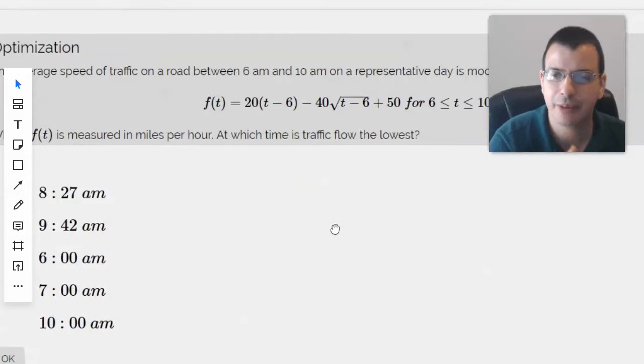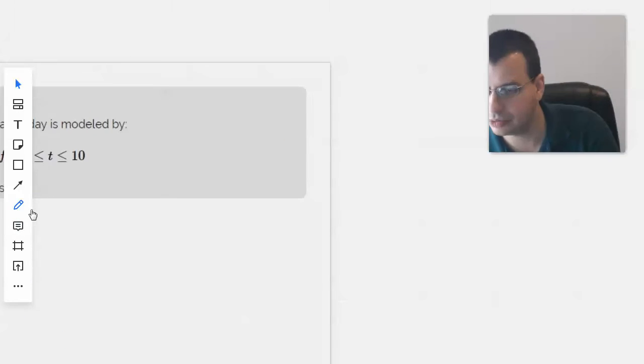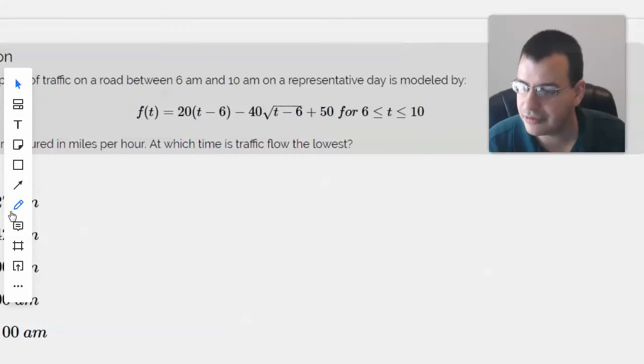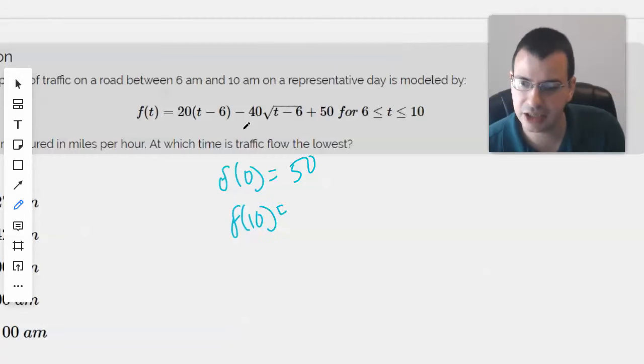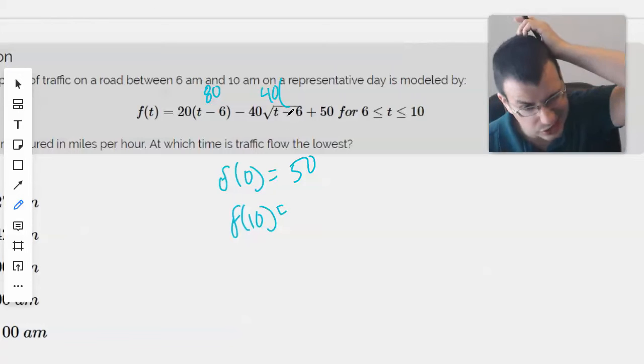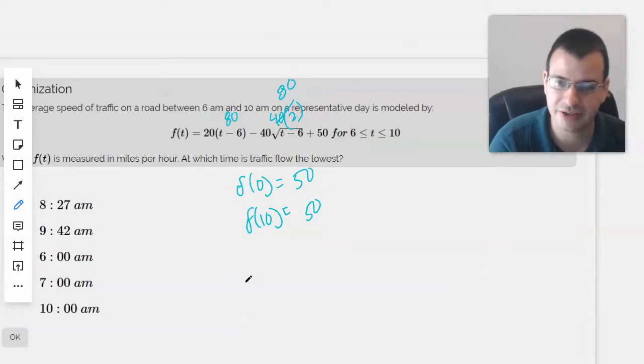So we plug in 6, we get 0, 0, 50. So traffic at time 0, f of 0 equals 50. F of 10 equals 20 times 4, so that's 80, minus 40 times the square root of 10 minus 6, which is 4, square root is 2, so that's also 80, plus 50. So it starts at 50 and ends at 50.